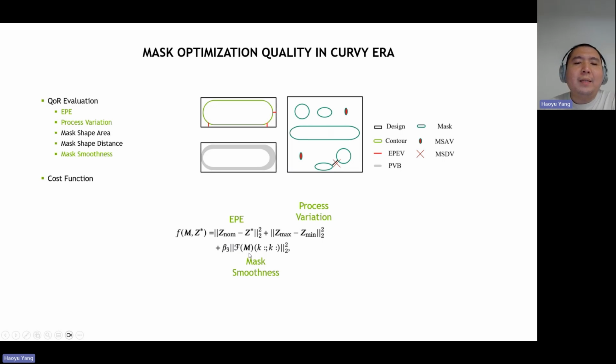We know that the mask should be smooth enough and should not have lots of artificial defects in the final mask. Our observation is that all of those are actually high frequency components in the mask. So we want to minimize the high frequency spectrum of the mask in this term. We take the Fourier transform of the mask and take the modes greater than k, and we want to minimize this term. So the final results will be even smoother.